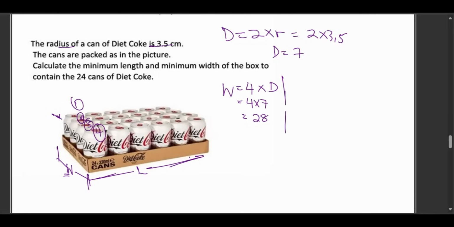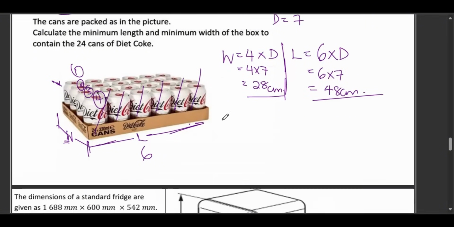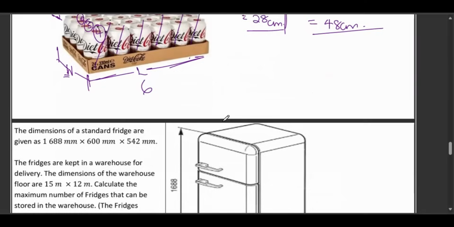What about the length? How many cans do we see on the length? There are 6. We have 1, 2, 3, 4, 5, 6. It should be 6 times the diameter also, which is 6 times 7. Remember, we are looking for the minimum measurements. That is it. The height, we don't need the height because the can is already halfway there. So we don't need that.